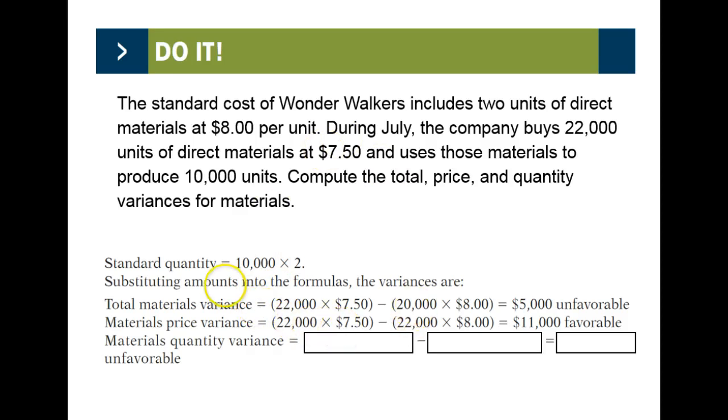165. What's 22,000 times 8? 176. You see how that's a minus? Favorable? Okay, think of this. The actual price we really bought it for is less than what the standard price is. We really bought it for $750, but the standard price is 8. So we got it cheaper.